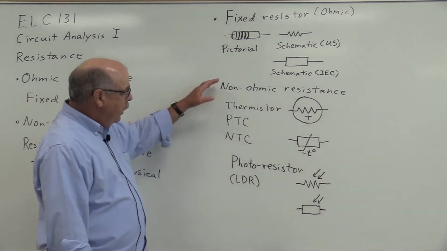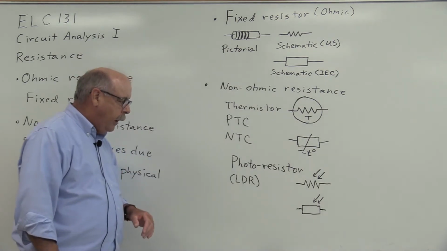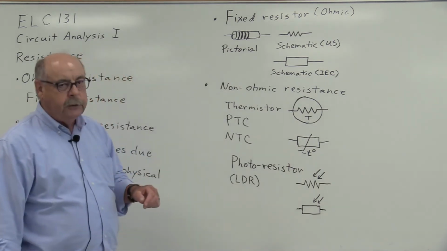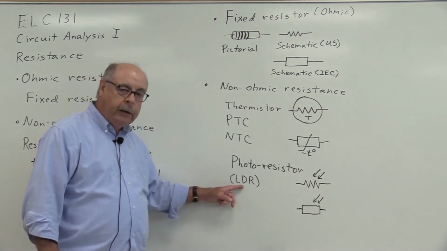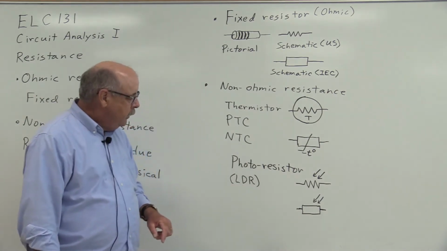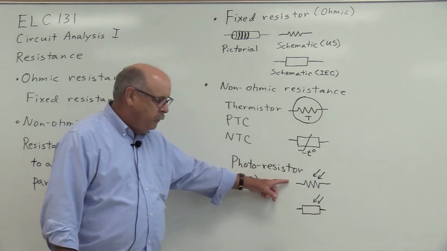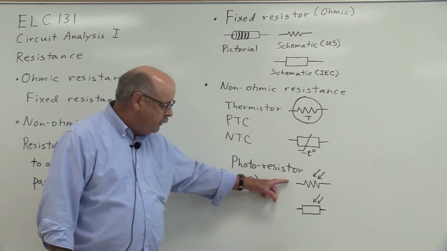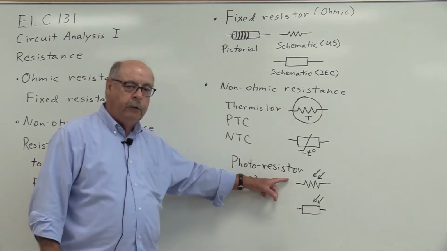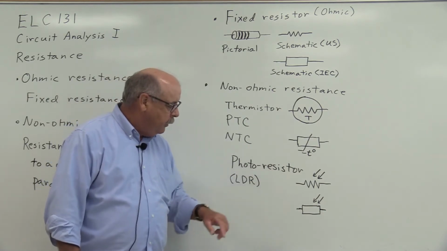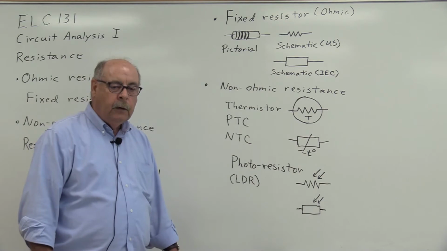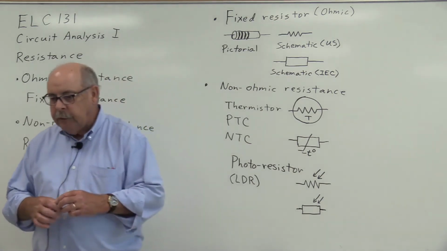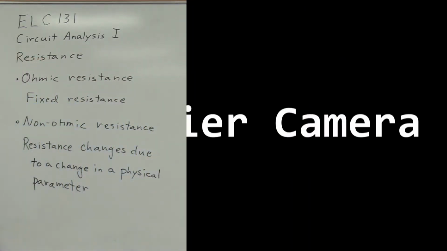Now, another non-ohmic resistance that you may encounter is the photoresistor. This is also referred to as a light-dependent resistor. And we see the US schematic symbol for the photoresistor and the European schematic symbol for the photoresistor. Now, let's take a look at these and see what they look like.